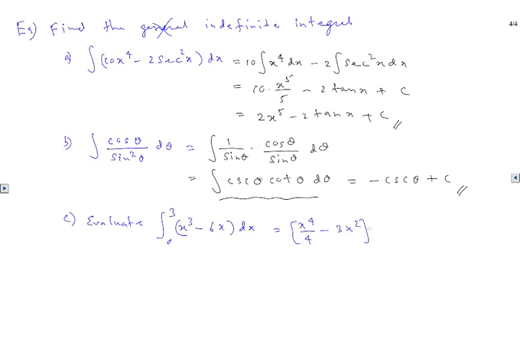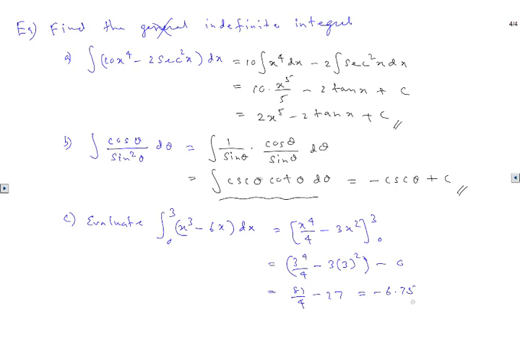Now you put the numbers there, so it is 3 and 0. Let's plug in. If you plug in 3, it says 3 to the 4 over 4 minus 3 times 3 squared, that's the first number, minus, when you plug in 0, everything is 0, so you don't need to do anything with that. Now you simplify, so you get 81 over 4 minus 27. If you simplify this, you get negative 6.75.